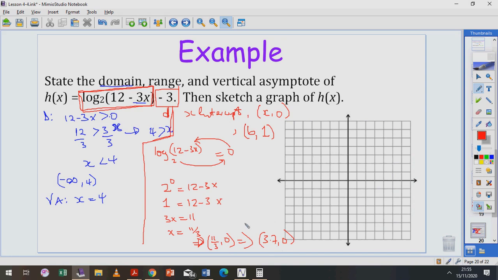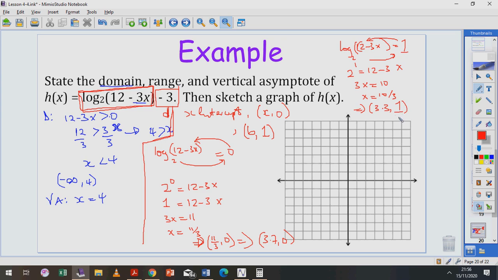That's my x-intercept. The other point I'm looking for is the key point, where the y value is equal to 1. So I want the logarithm of 12 minus 3x base 2 to be equal to 1. So if I do the cycle, I'll have 2 to the power 1 is equal to 12 minus 3x. And then simplifying this, I have 3x is equal to 10. So x is equal to 10 divided by 3. 10 divided by 3, that should be 3.3.